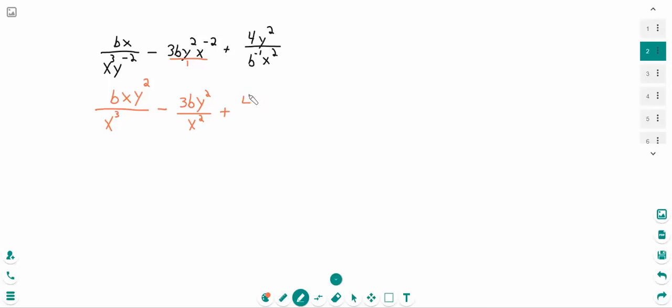All right, and then we move on. We have a 4, and we have a y squared, and that's all over b to the negative 1, but let's move it up to get rid of the negative sign, so it just becomes a b, and then in the denominator we're left with just an x squared.